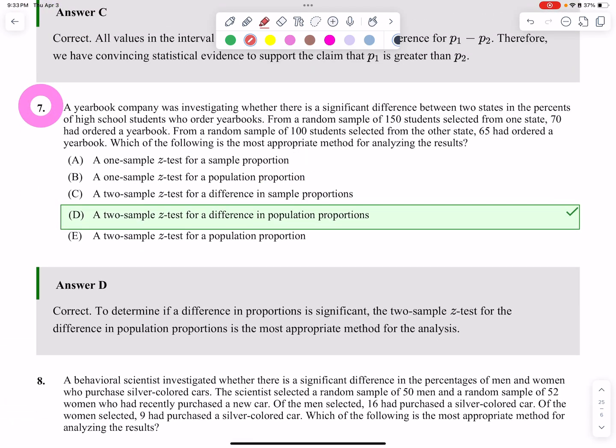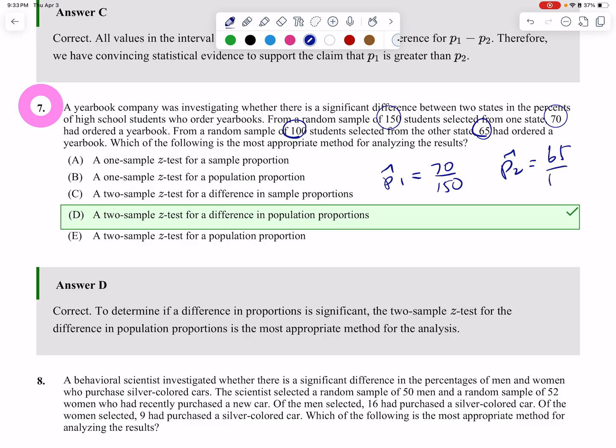A yearbook company was investigating whether there's a significant difference between two states in the percent of high school students who ordered the yearbook. From a random sample of 150 students selected in one state, 70 had ordered a yearbook. From a random sample of 100, 65 had. So I have 70 over 150, and I have 65 over 100. Which of the following is the most appropriate method for analyzing the results?